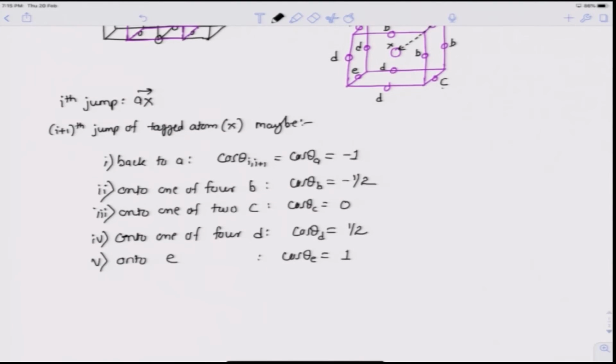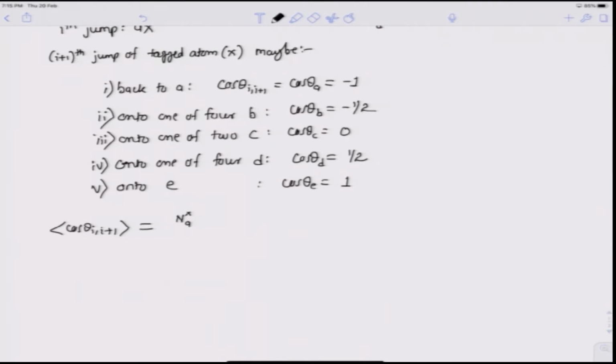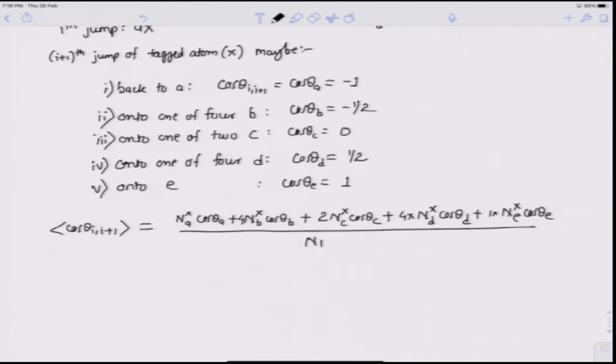So, if we want to evaluate the average of cos theta i plus 1, we can write it as number of x atoms that make a jump onto A times cos theta A, plus number of x atoms that make jump onto site B times cos theta B, and there are 4 such sites, so we have to multiply by 4, plus number of x atoms which make jump onto site C times cos theta C, and there are 2 such sites of type C, plus number of x atoms which make their i plus first jump to a site of type D times cos theta D, and there are 4 sites of type D, plus n x E cos theta E, and there is only one site of the type E, divided by the total number of atoms.